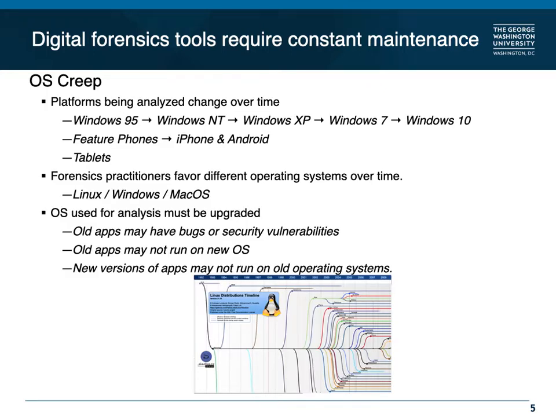Operating system creep simply means that the operating systems that we're analyzing change over time. But the operating systems that we're using to do the analysis also change over time. Some forensics examiners use Linux, others use Windows, others use Mac OS. And those operating systems, the ones we use for analysis, have to be constantly upgraded because of bugs and security vulnerabilities. And unfortunately, new versions of the operating systems may not run old versions of forensic apps, and new versions of apps may not run on old versions of the operating systems.